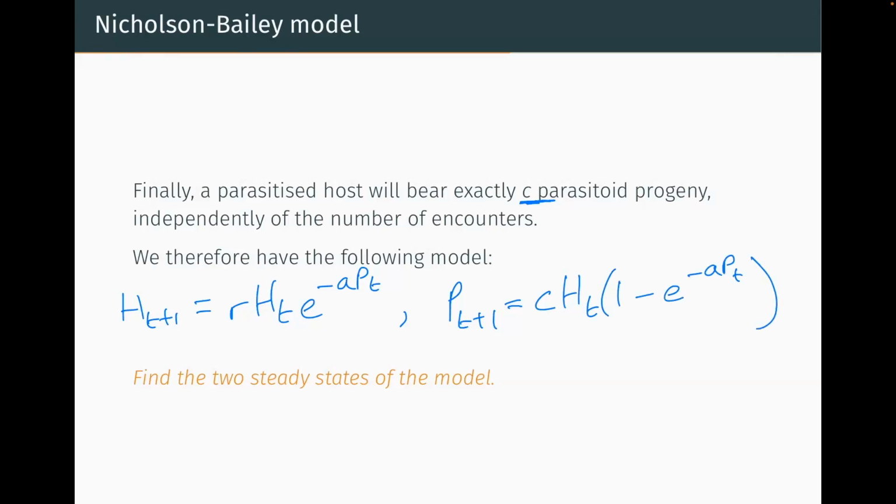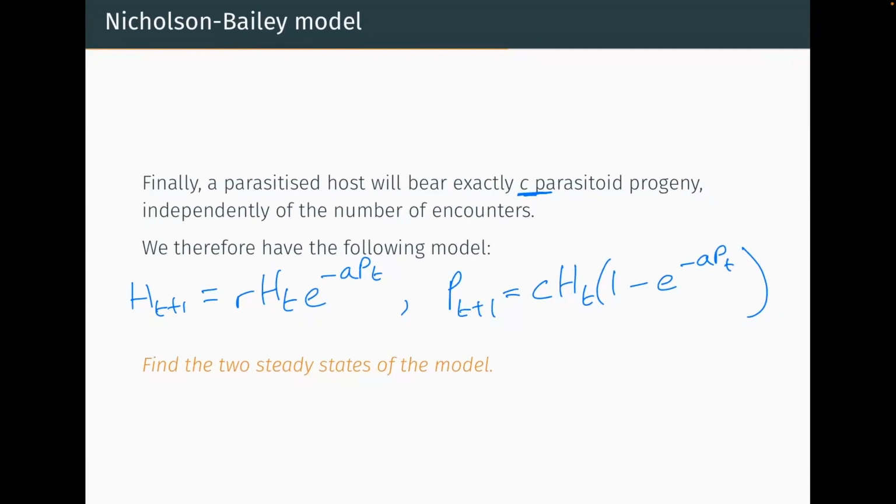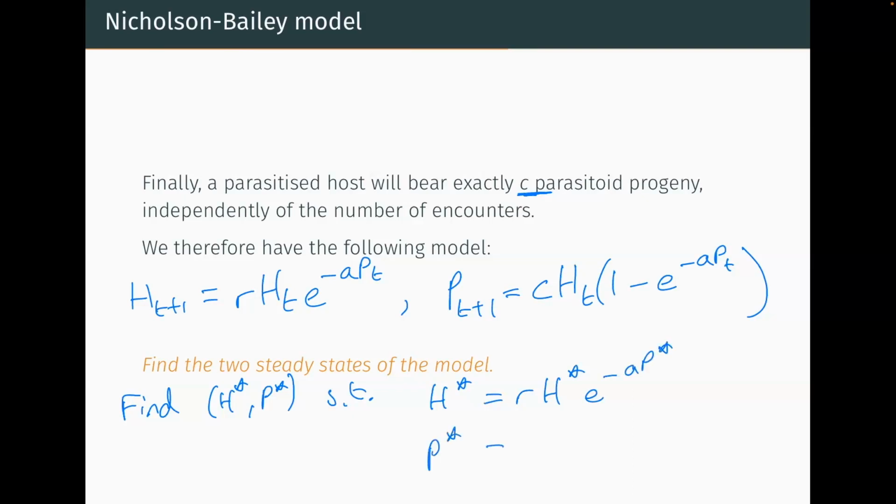Okay, as it's a Monday morning, I don't want to wake you guys up. I want you guys to have a go at finding the two steady states of the model. This is a little bit challenging. If you remember, we want to find a pair of values H star, P star such that H star is equal to r H star e to the minus a P star, and P star is equal to c H star times 1 minus e to the minus a P star. Hope you guys remember how to work with logs.